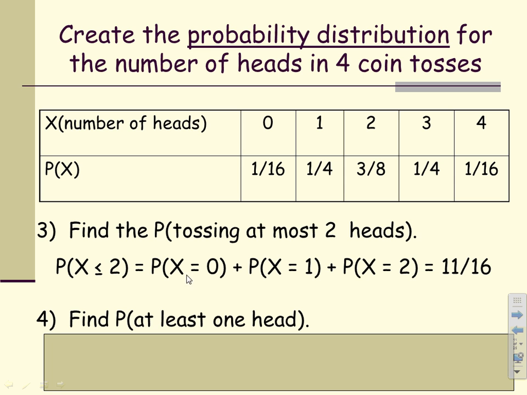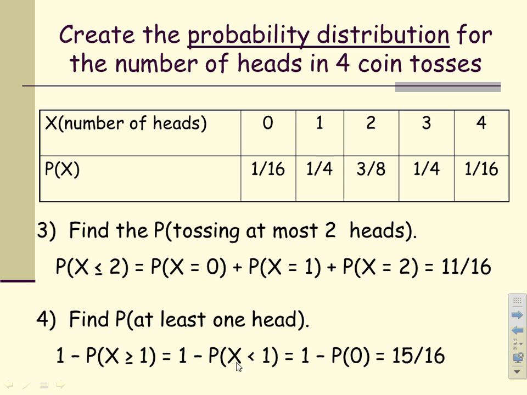And we see the probability of x equals 0 plus x equals 1 plus x equals 2 gives us 11/16. At least 1 head. Well, at least 1 head means it could be 1 or 2 or 3 or 4, and I could add all those up. But a slightly quicker method would be to just find the probability that it is 0 and subtract that from 1. As we see here, the probability that x is greater than or equal to 1 is the same as 1 minus the probability that x is less than 1.